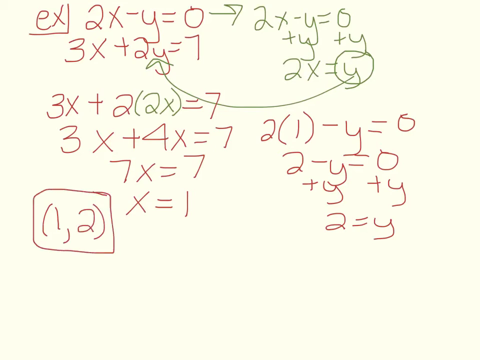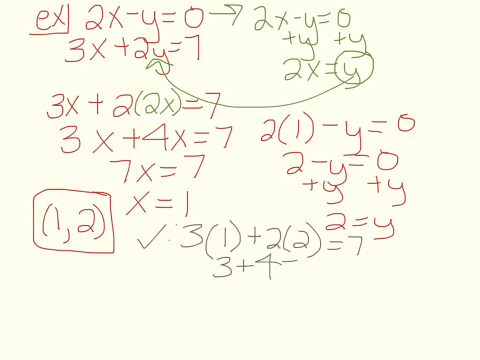If you were to graph these two lines, they should intersect at that point. Let's double check by doing our check step. We plug these into the opposite equation that we have not used yet, so the second equation. 3 times 1 plus 2 times 2 equals 7. Well, 3 plus 4 does indeed equal 7, so it checks. Let's do one more example.